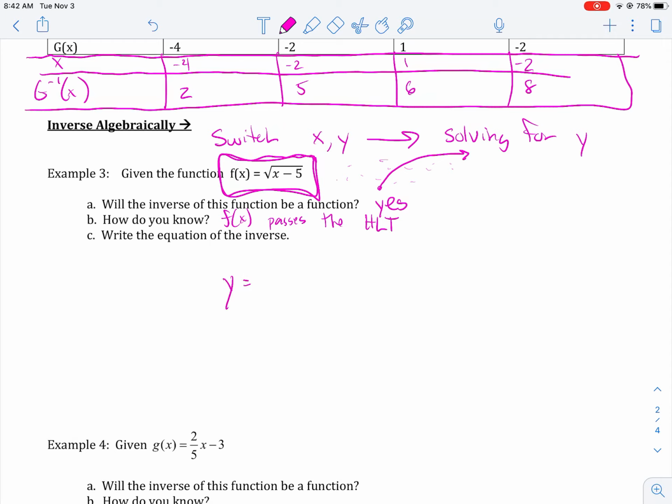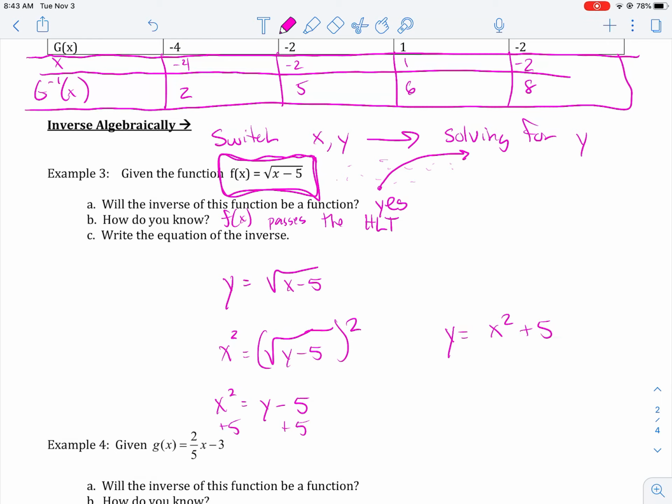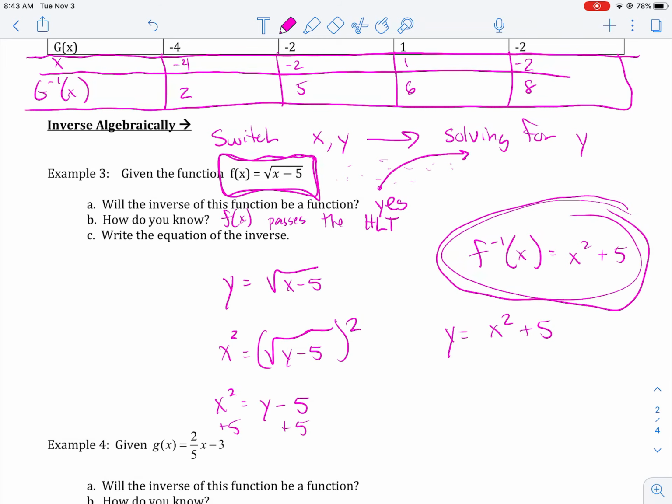Here's how we do that. I switch the f of x to y, because f of x is just a fancy way of saying y. Switch the x and y's, and then solve for y. I'm going to have to square both sides in order to get rid of that square root, so I get x squared is equal to y minus 5. Add 5, and so y is equal to x squared plus 5. So our inverse function is equal to x squared plus 5. And you have to have your answer like this.